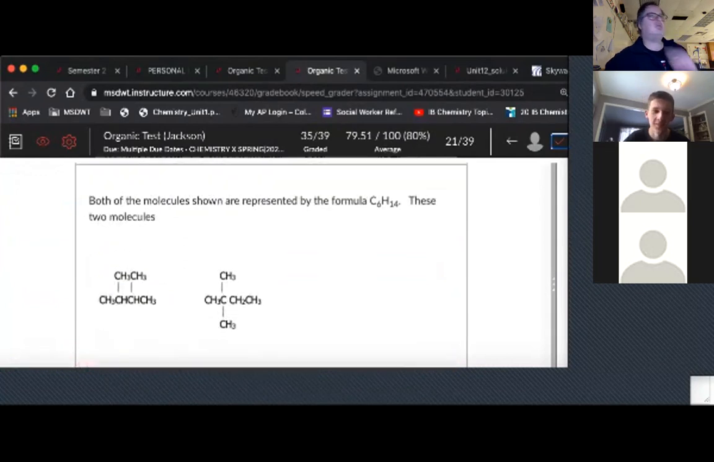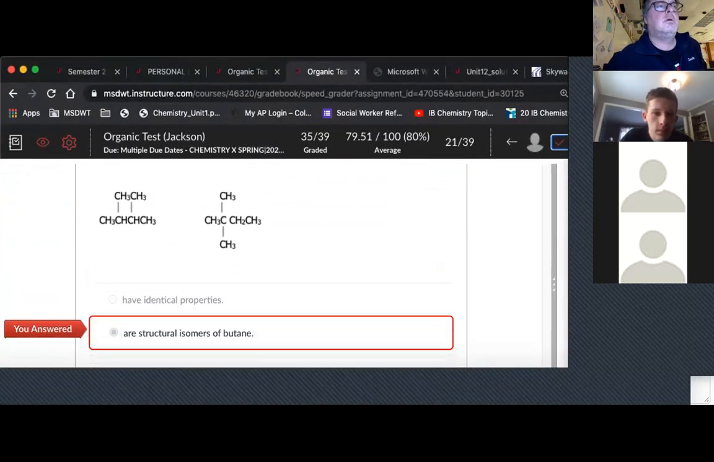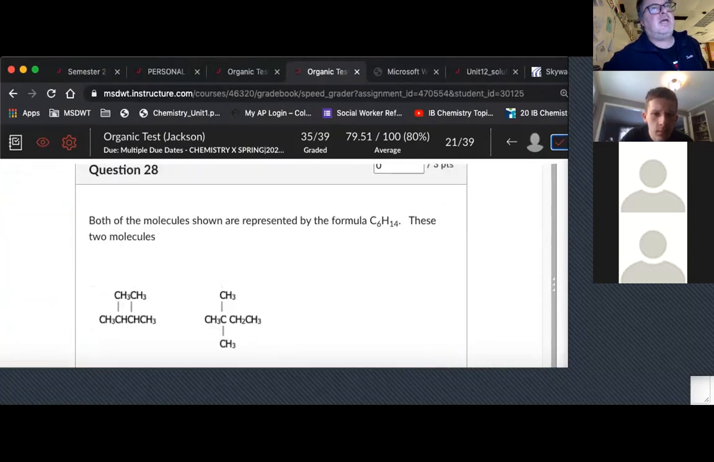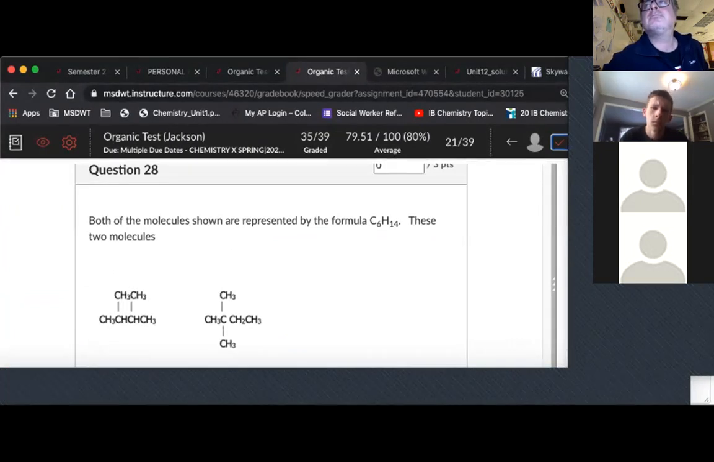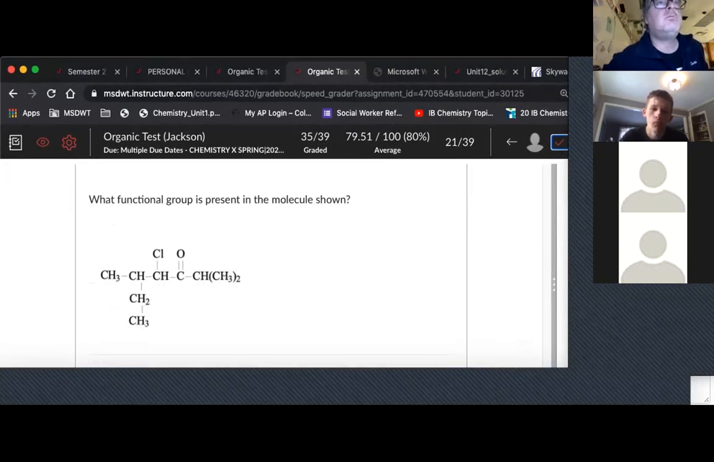Both of the molecules shown are represented by the formula C6H14. These two molecules are not structural isomers of butane. They're C6H14, so that would be structural isomers of hexane, because there's 6 carbons. And that's it.